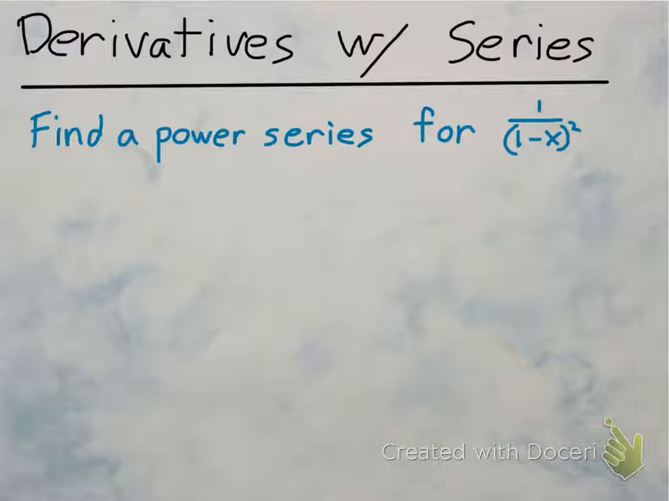So we have talked about derivatives and we've just barely reintroduced series. It shouldn't surprise you that the second part of section 9.1 is combining derivatives with series. So here we have a problem. Find a power series for 1 over 1 minus x squared.